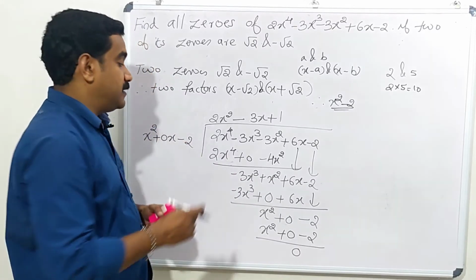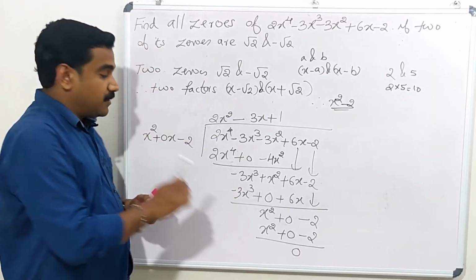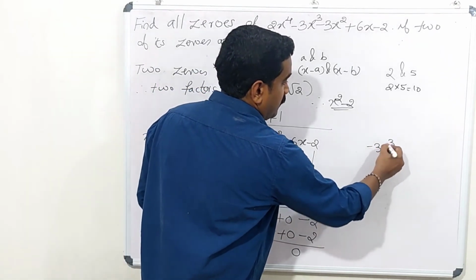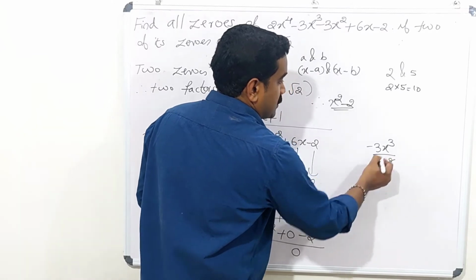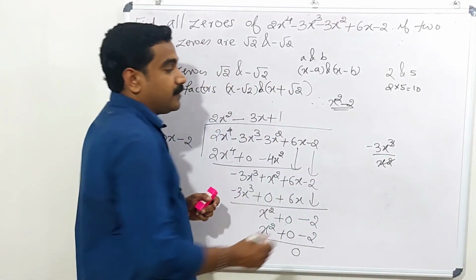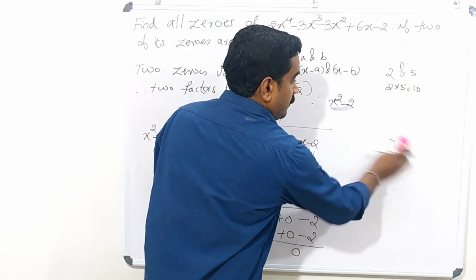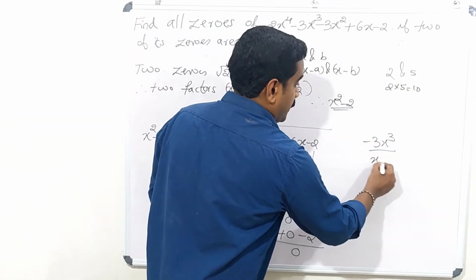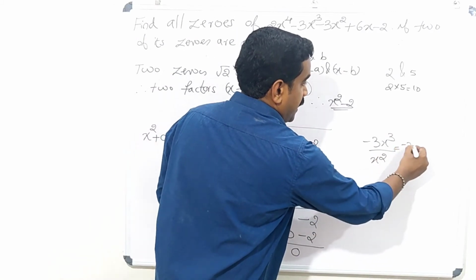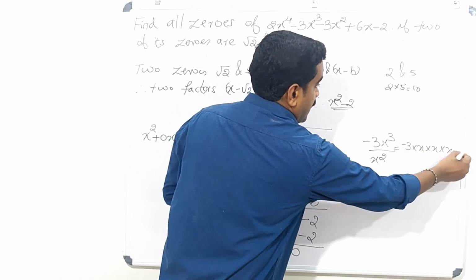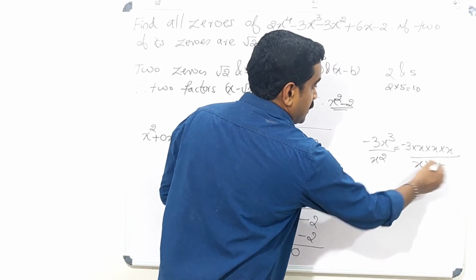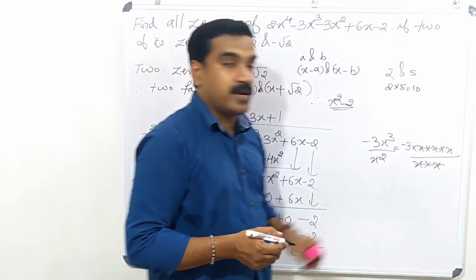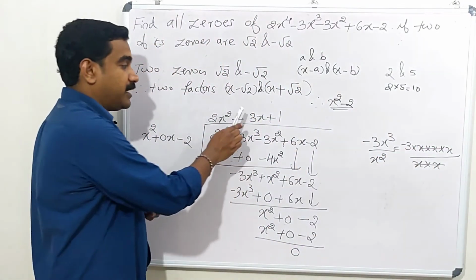Then what is the next term? Divide the first term with the first term: minus 3x cube divided by x square. X square and x square cancel. What is remaining here? 3. Let's explain. Minus 3x cube is x into x into x, and this x square is x into x. Both x are cancelled. What is remaining? Minus 3 into x. Now this is the second term of the quotient, minus 3x.